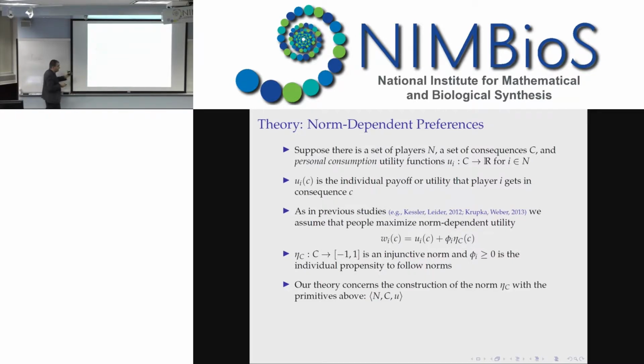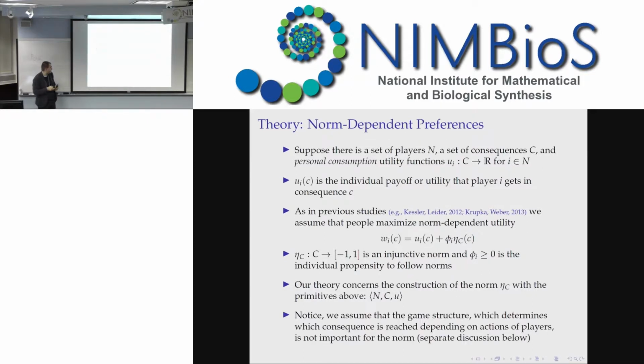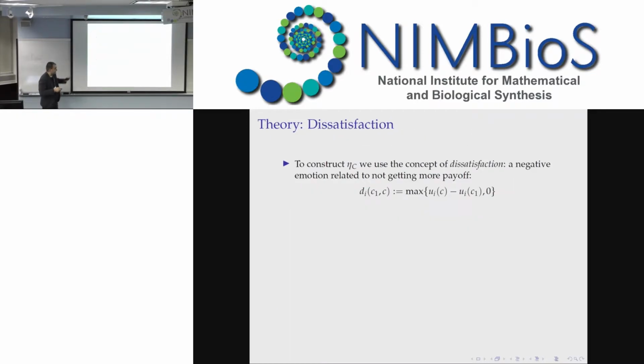What we want to do is take these primitives, which are essentially these utility functions, and construct eta from this information. Notice that in our view, the normative values of these outcomes should not depend on the game structure. They only depend on the consequence that is achieved. No matter how you got there through the game, a consequence will evoke the same feeling of appropriateness or not among people. But I will talk about punishment later, so it's not exactly this.